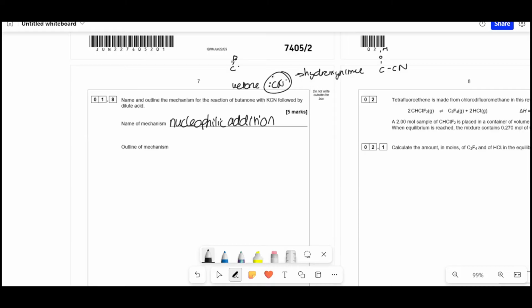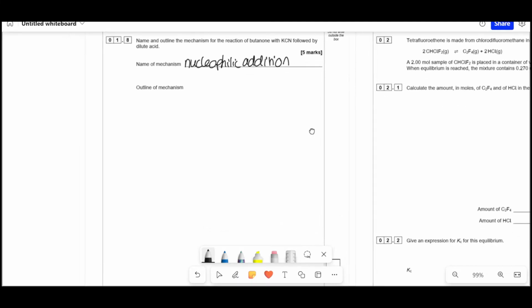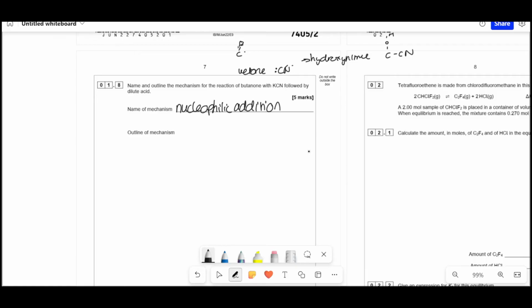So you're adding this on, along with an H, and it's attacking this carbon that's electron deficient. So then outlining the mechanism becomes a lot easier as well, because it doesn't take as much mental strength now, because you can just think about it step by step.